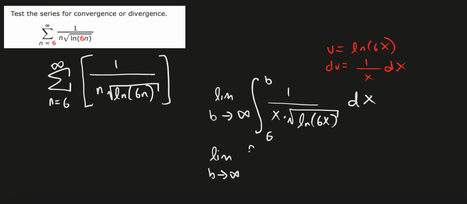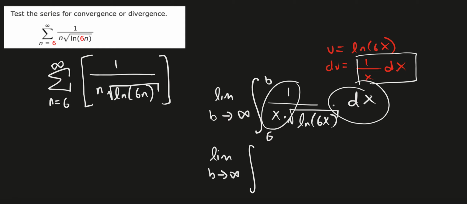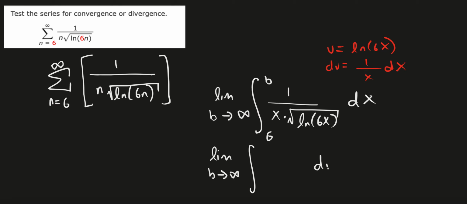What I'll do is I'll actually just not write anything here for now. Just leave it blank, because we are still in the u world, and we're not in the x world. I don't want to convert back and forth. So I'm just going to leave it in the u world, not worry about any of this business here, and just say 1 over x dx is du. So this stuff is this stuff. So that's du. And then we have 1 over the square root of the natural log of 6x, which is just the square root of u.